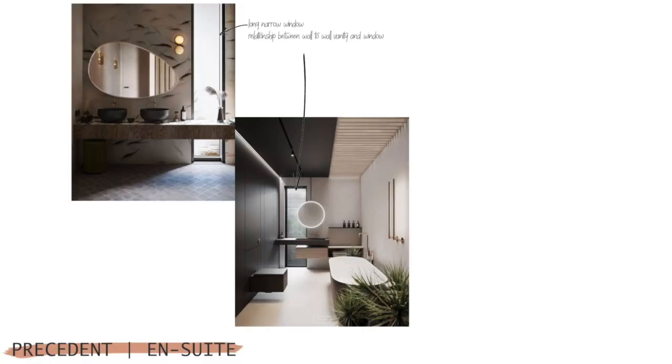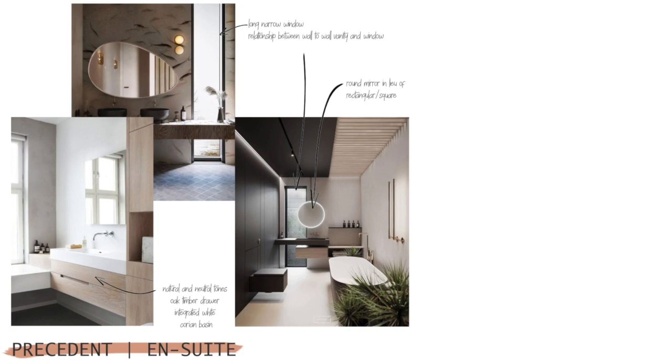Let's start off by looking at a few precedents for the ensuite. So in these two images, I really enjoyed the long, narrow window, and I loved the relationship between the vanity and this window. I also just loved how the vanity went from wall to wall and oversailed this window beautifully. I also like the round mirror referenced in the image below, and I just like how it's in this very geometric space. So it's just a nice juxtaposition.